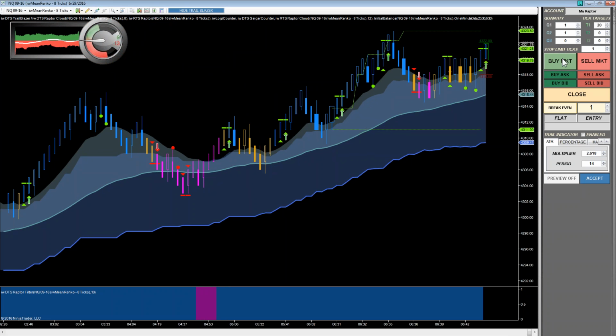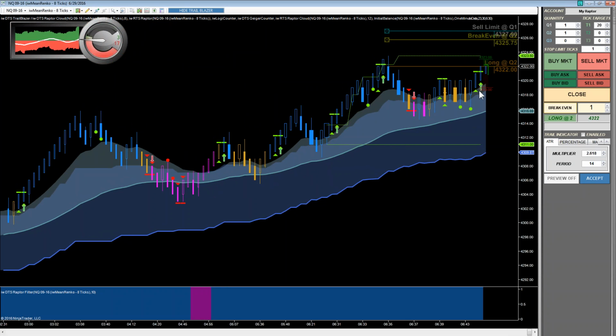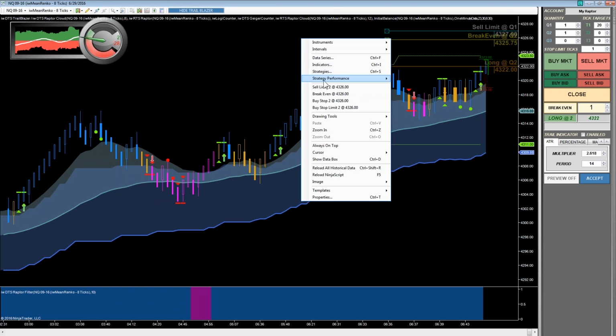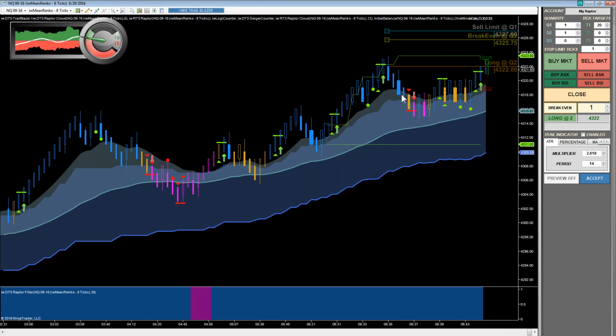Oh, we're going to get the buy signal. Okay, so we got the buy signal. We got the triangle hash mark. You see, all I had to do was hit the buy market button and it engaged the order. I could have also right-clicked and picked an order. So we're contending now with the highs of the morning.